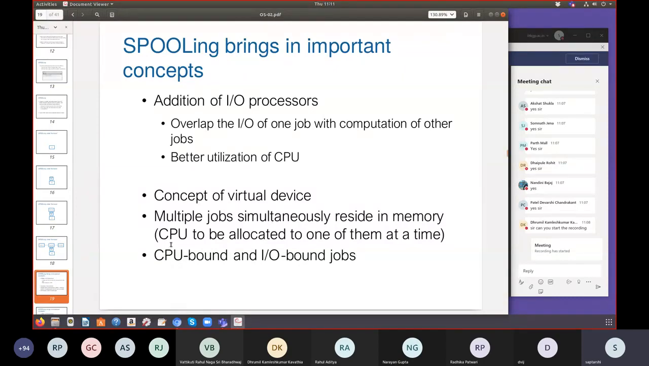And the final concept that I would just like to say is CPU bound and I/O bound jobs. Basically, what do these names indicate? Just intuitively, what do you think they indicate? What does CPU bound and I/O bound jobs mean? The names are quite indicative. That's why I'm asking. What do you think they mean?